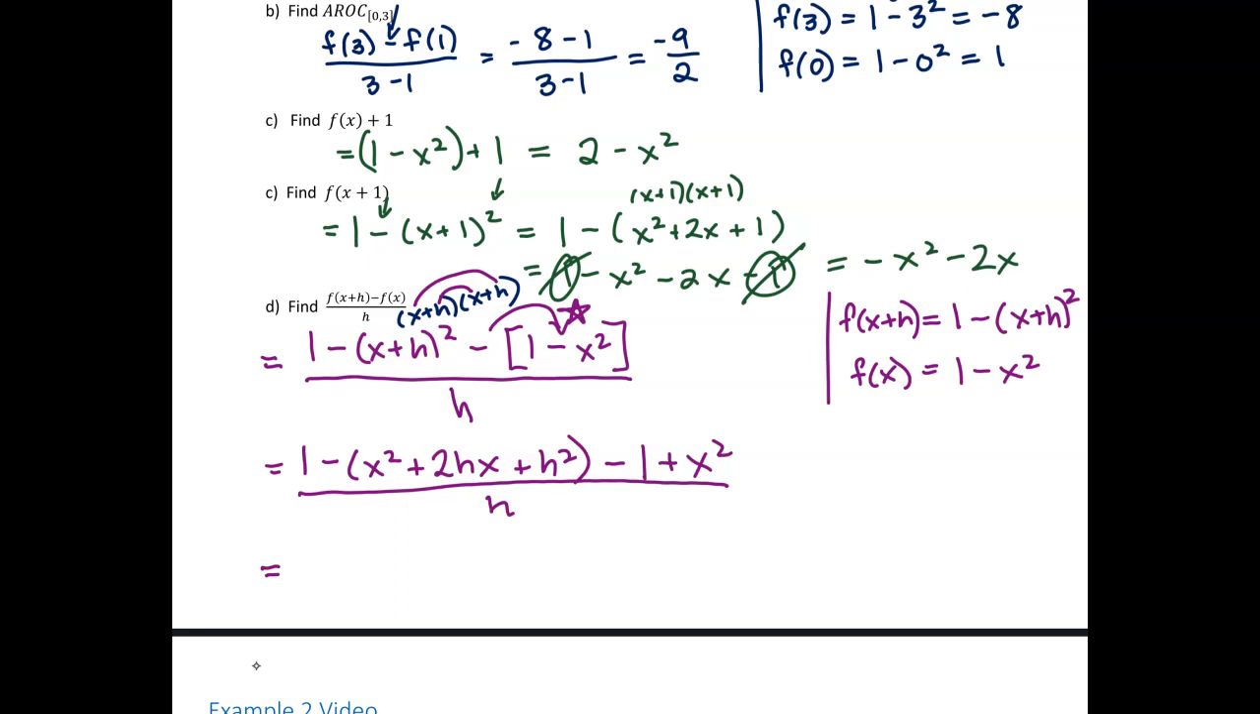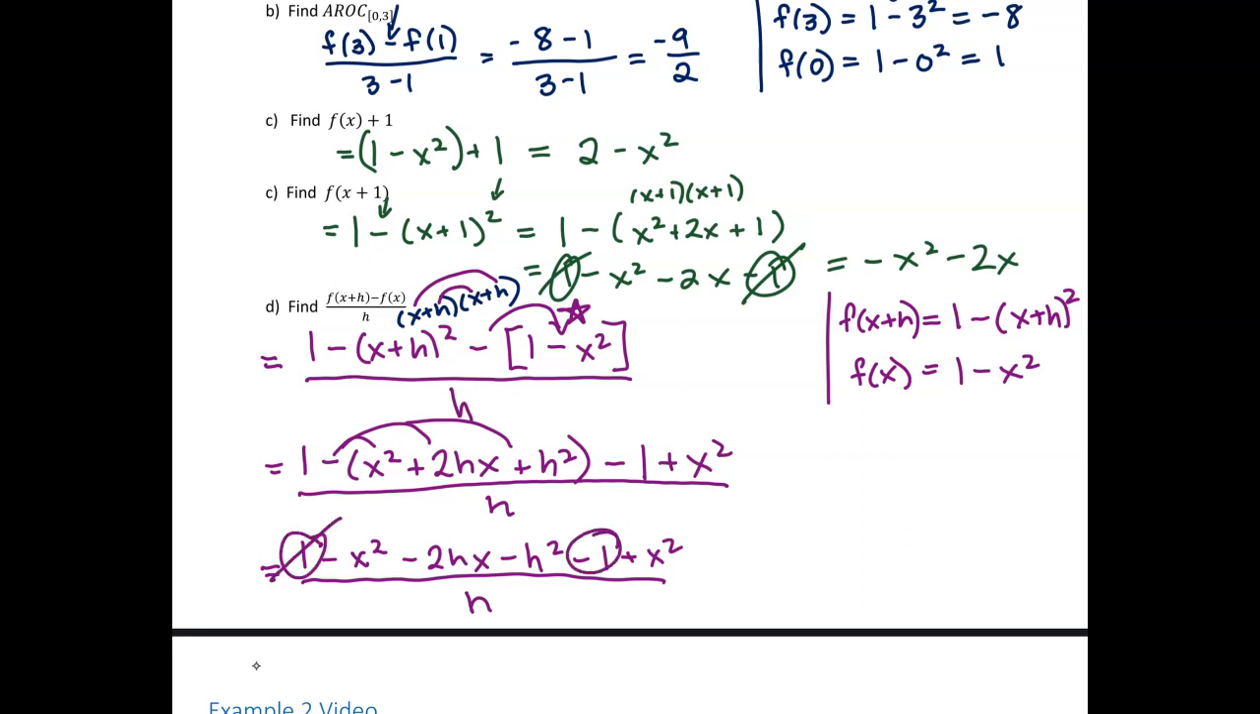And these look a little ugly, but it should start to clean up really quickly. I have another negative to distribute. Again, most common mistake is just to mess up those negatives. So it's becoming a minus x squared, a minus 2hx, and a minus h squared. And then we have this minus 1 plus x squared. If you spotted in the last step that the 1s are going to go away, it's totally fine to have gotten rid of them already. I didn't catch that until after I wrote it down.